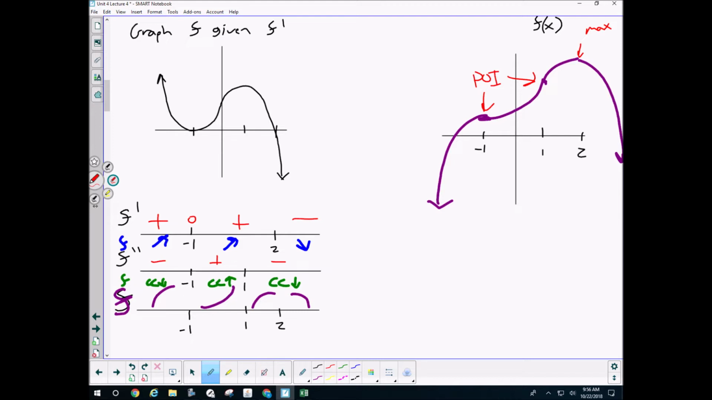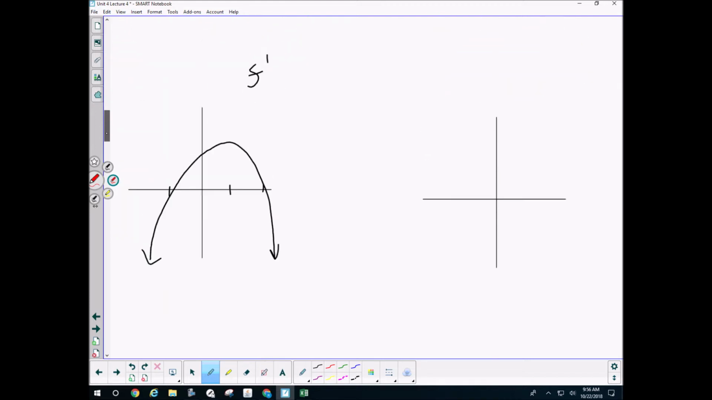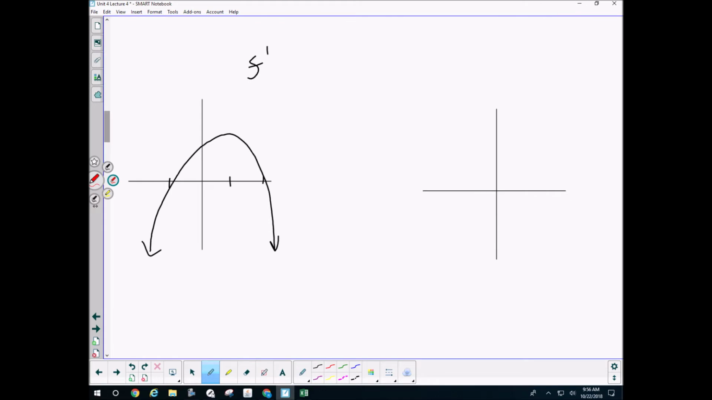Okay, let's do one more just like that. Here is the graph of f prime. This is the same as yours. Go ahead and accurately sketch f. The shape, accurately sketch the shape of f.